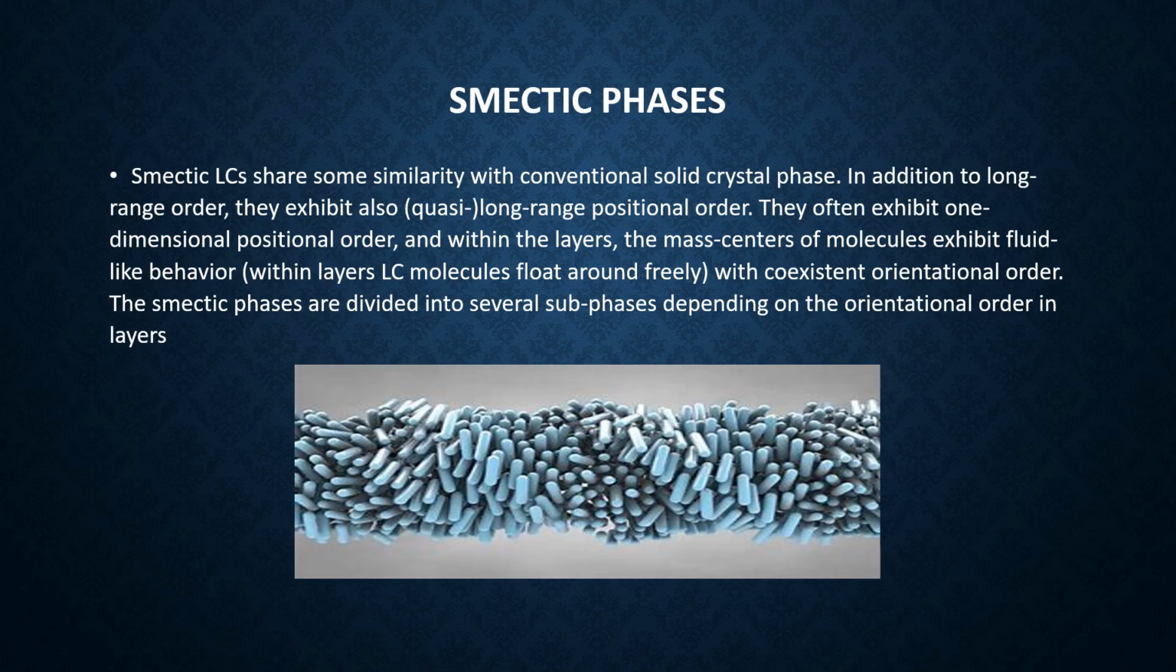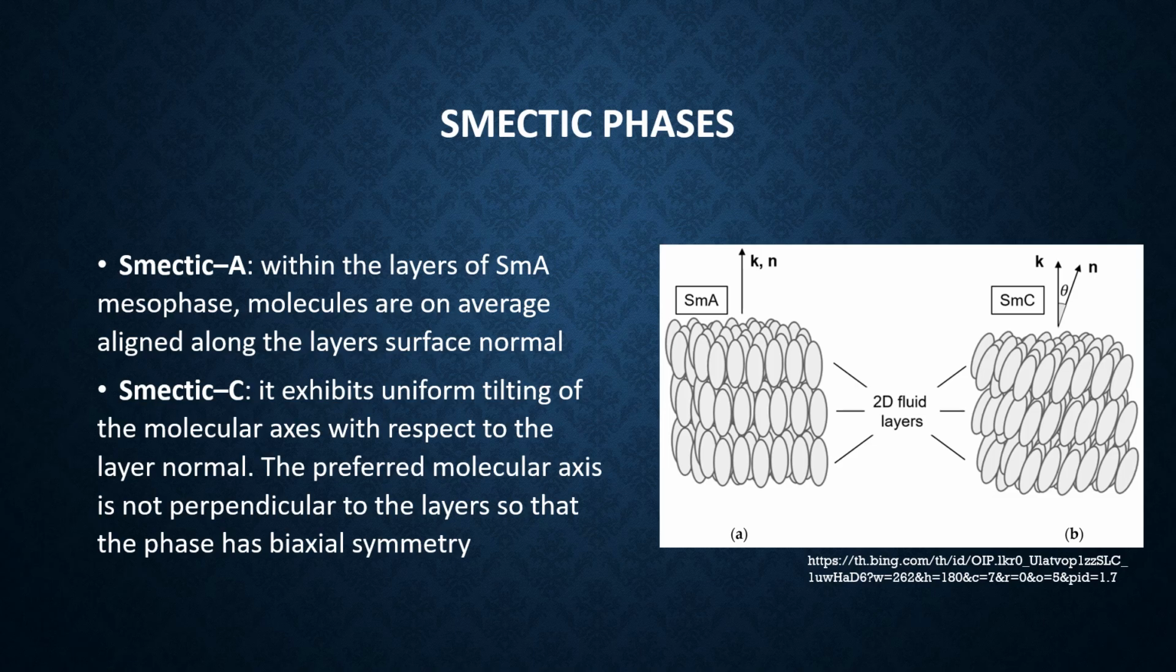So these smectic phases are subdivided into several phases depending on this orientational order. So this has this long range order. So based on this orientational order, they are divided into several phases. Let us see some of the smectic phases. So the first one is called smectic A phase.